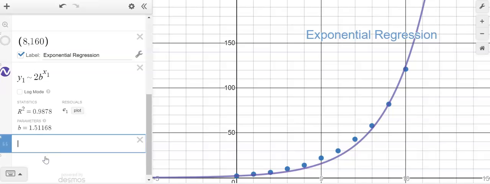It would be y equals 2, with your initial condition, times 1.512, depending on if you want to estimate it, to the power of x. And that would be your equation for this experiment.